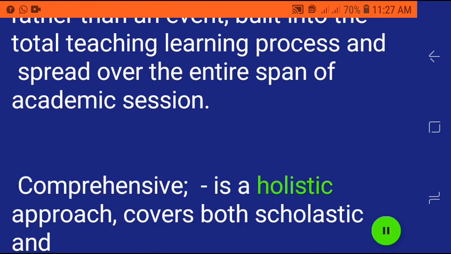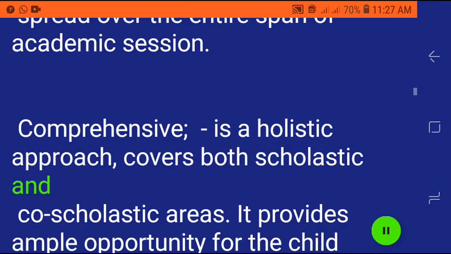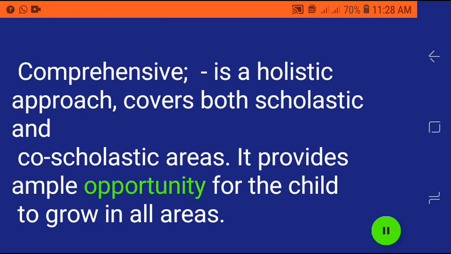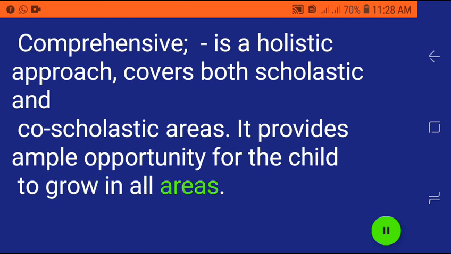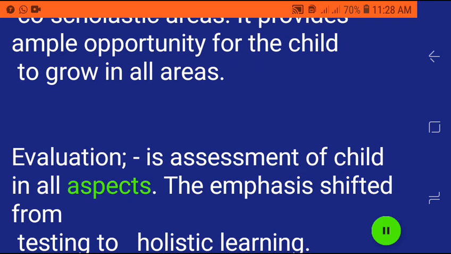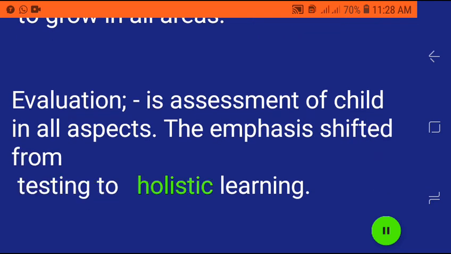Comprehensive is a holistic approach. Covers both scholastic and co-scholastic areas. It provides ample opportunity for the child to grow in all areas. Evaluation is assessment of the child in all aspects. The emphasis shifted from testing to holistic learning.